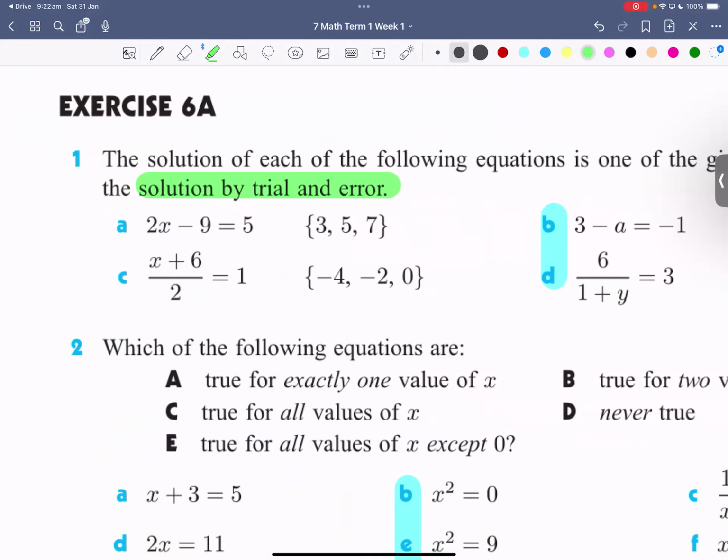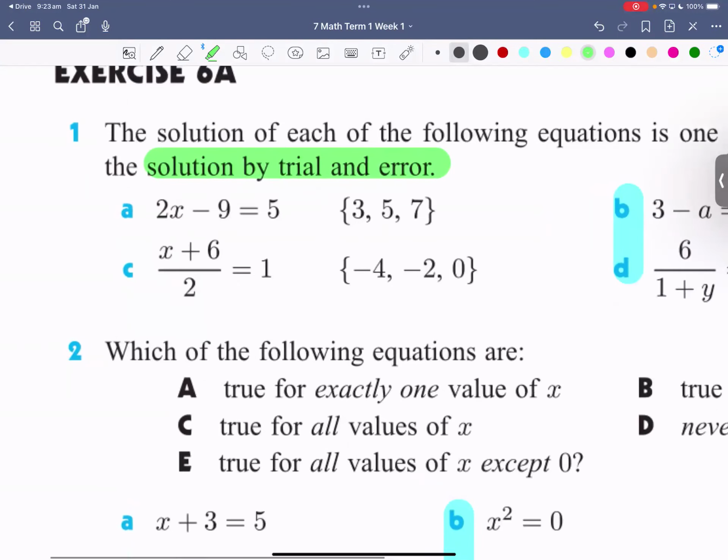Another reason why I don't like trial and error is what if the number's not nice? What if the answer is x is 2.73? We're not going to trial and error 2.73. So there's another reason why trial and error is a bit of a bad idea. Trial and error is the worst way of doing it. So we're going to do 2 questions today using trial and error, and then we're not going to do any more questions today with trial and error.